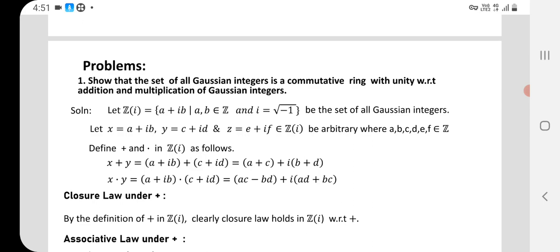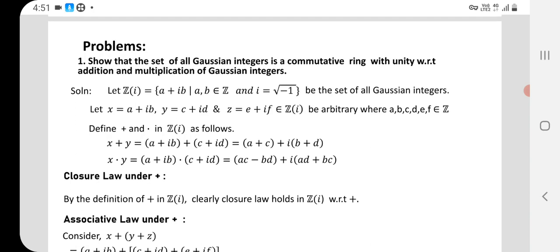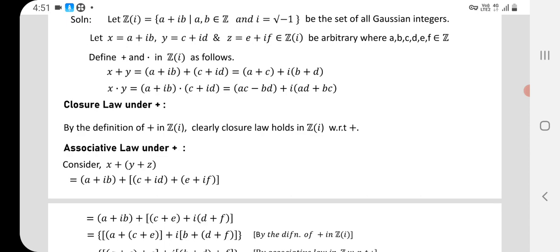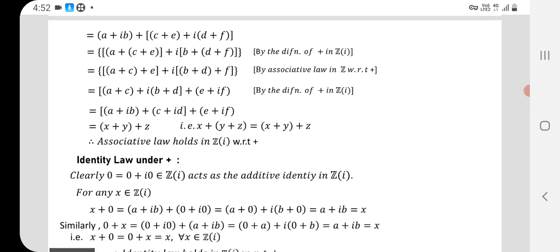Now we want to prove this, so we will take three elements. Let x equals a plus i b, y equals c plus i d, and z equals e plus i f, for all x, y, z belonging to Z[i], and a, b, c, d, e, f are elements of Z. Now we can define the addition x plus y like that and x times y like that. Now we can take one by one: closure law, associative law, identity law.